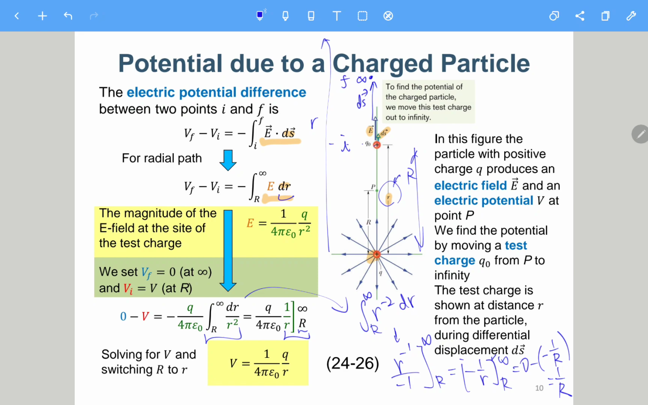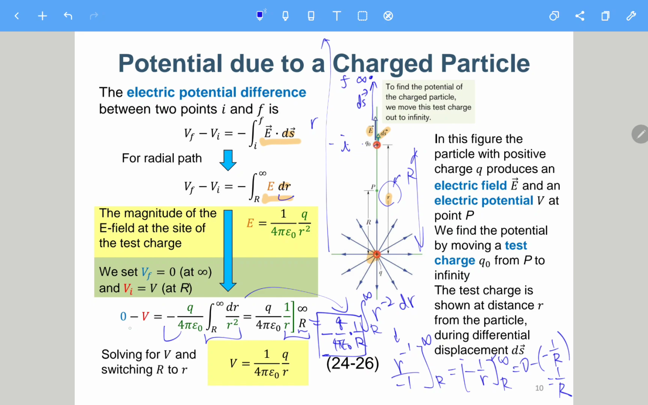Okay, so here we can see that this is 1 over R, and we still have a negative sign in the front. So finally it becomes negative Q over 4 pi epsilon naught times 1 over R.